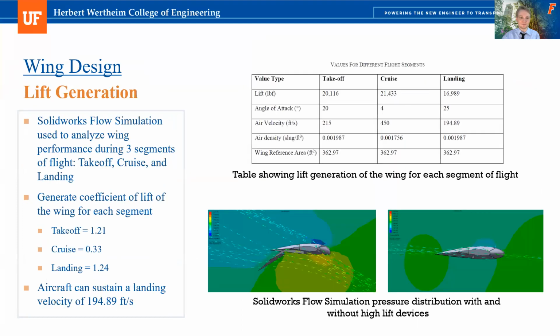With the wing fully designed, we were able to take it into the SolidWorks flow simulation and analyze various flight conditions. These flight conditions are takeoff, cruise, and landing. For each of these scenarios, we were able to generate a coefficient of lift of the wing. For takeoff, this value was 1.21, cruise it was 0.33, and landing was 1.24. Significantly, the landing velocity was able to be 195 feet per second, so it's pretty low value. We wanted this value to be lower, as it allows the aircraft to touch down with a low speed, thus decreasing the distance we were required to stop.